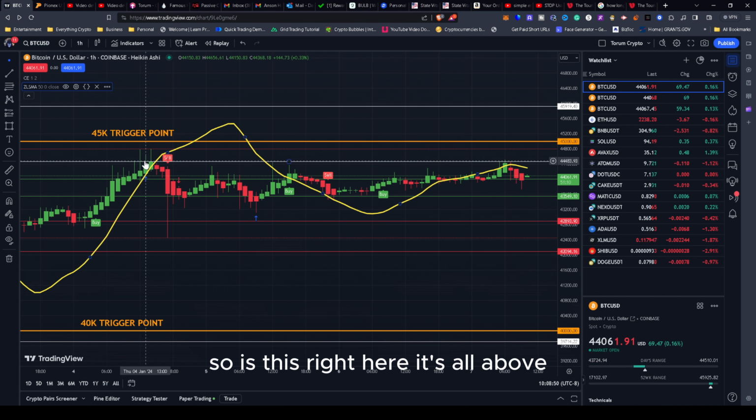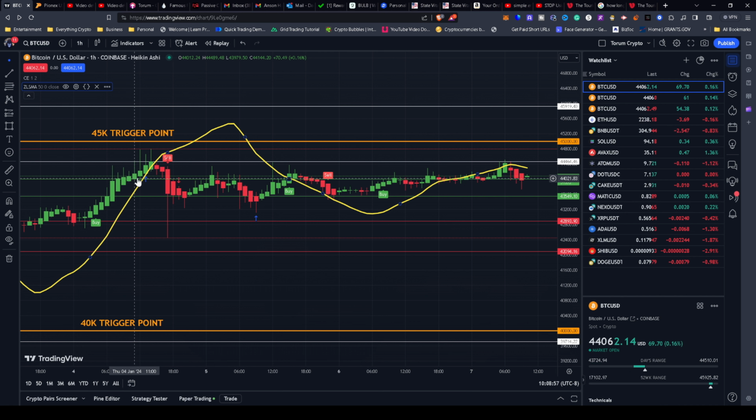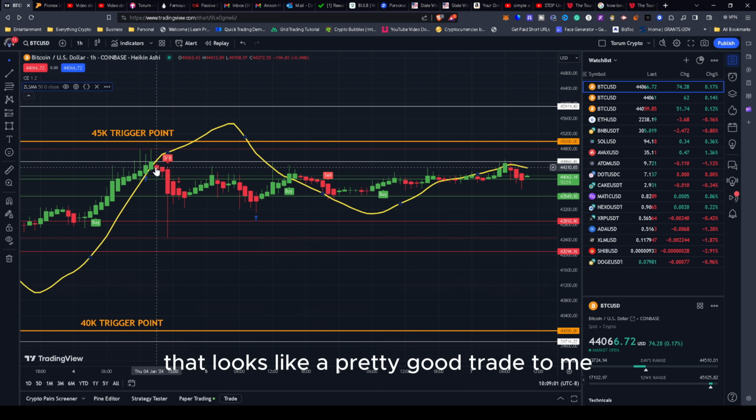So this right here, it's all above. So you would have gotten in at the close of this candle, gotten out here. That looks like a pretty good trade to me.